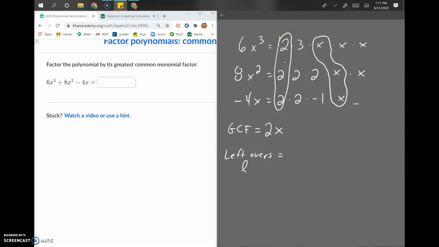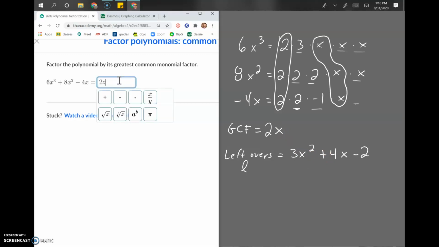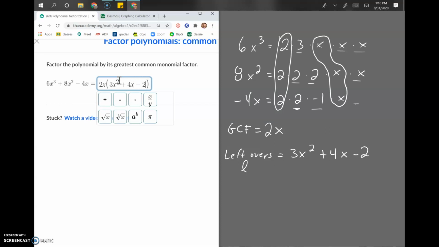For the first term, we would have 3x times x would be 3x squared. And then our second term would be 2 times 2 times x. 2 times 2 is 4, so positive 4 times x. And then our third term for the trinomial is 2 times negative 1, which is negative 2. And that's it. There's no x. And so then all we have to do is put these two things together. Cool, that's pretty easy. We're just multiplying them together, so I'm just going to type it in. So we got 2x times 3x squared plus 4x minus 2. Boom, done.